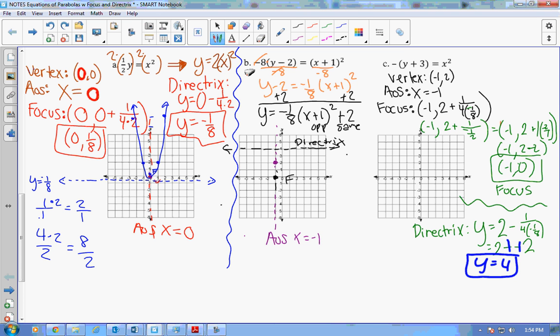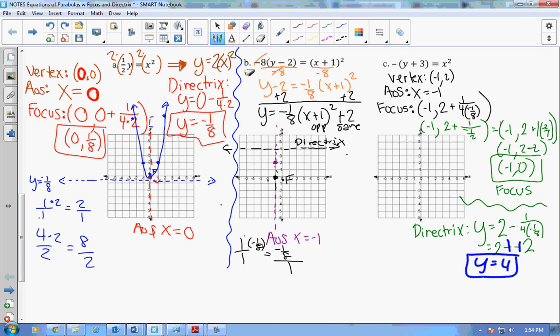Okay, now I just need points for my parabola. What is my A? -1/8? Okay, 1/1 times -1/8. So I'm going to rise -1/8 and run 1. So that means go down just a little bit and run 1.